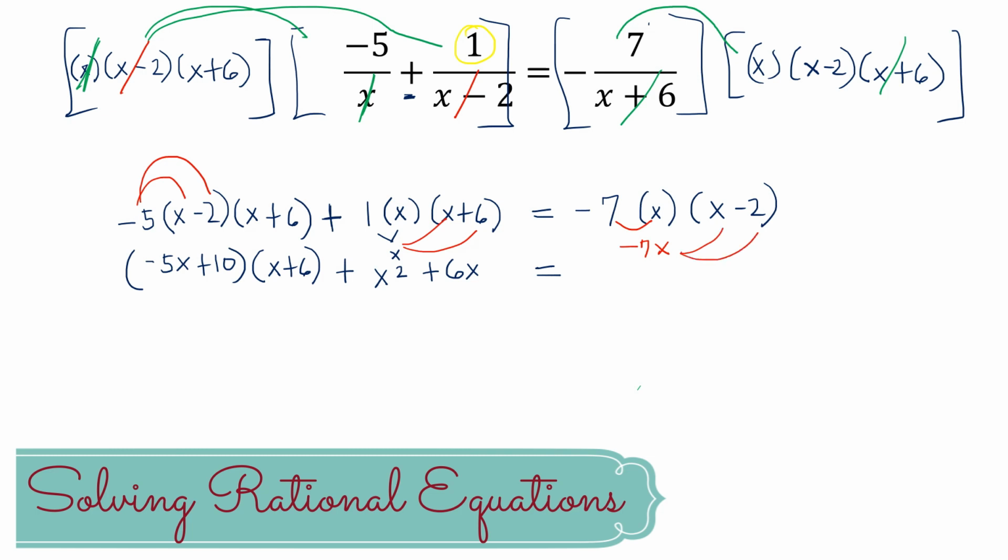So negative 7 times x is negative 7x squared. And then negative 7x times negative 2 is positive 14x. Okay?